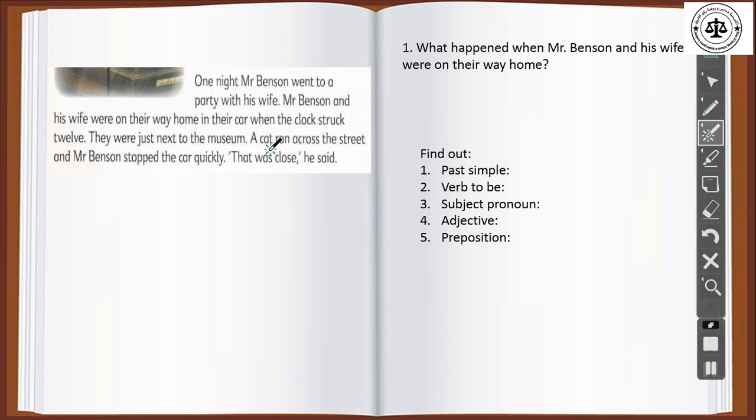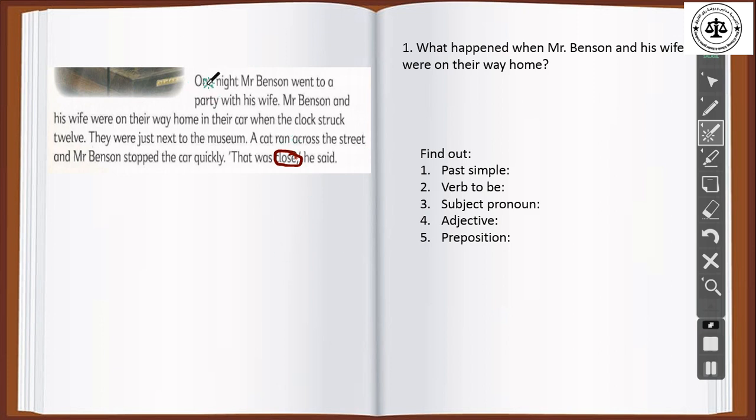Okay, then what happened when the clock struck 12 and they were next to the museum? What happened? Yes, a cat ran across the street. Okay, and Mr. Benson stopped the car quickly. What did Mr. Benson do when a cat ran across the street? He stopped the car quickly. And what did Mr. Benson say? That was close. Yes, thank you. That was close. Do you know what's the meaning of close? Yes, قريب.